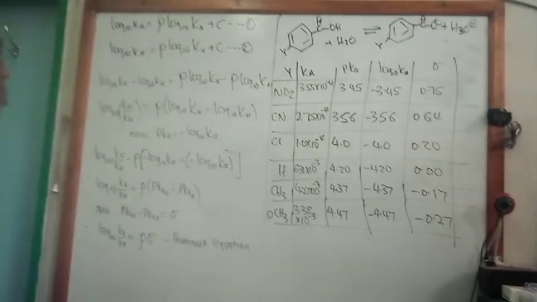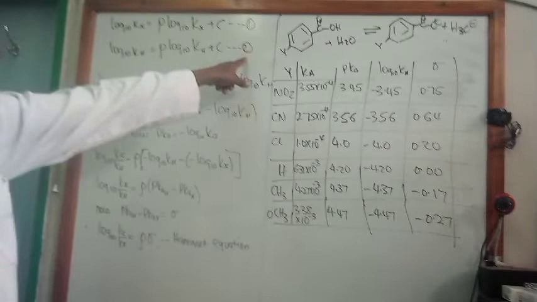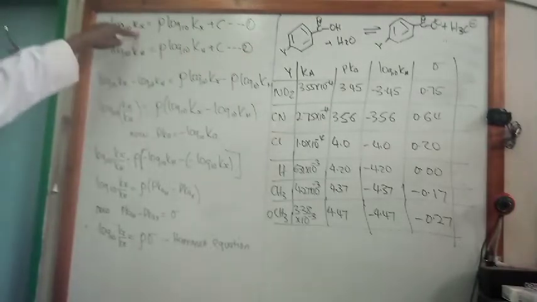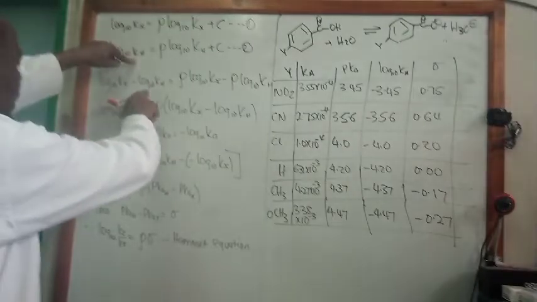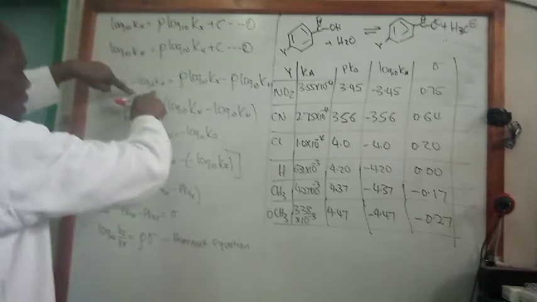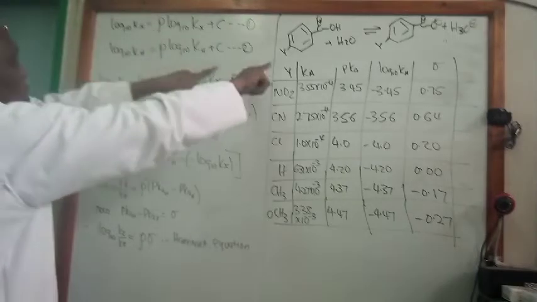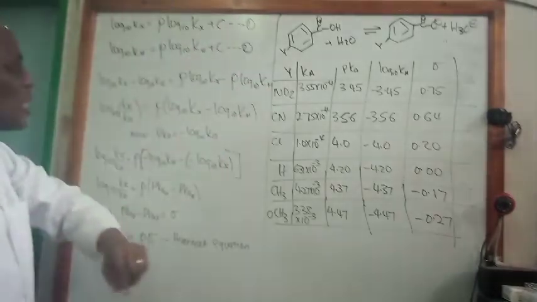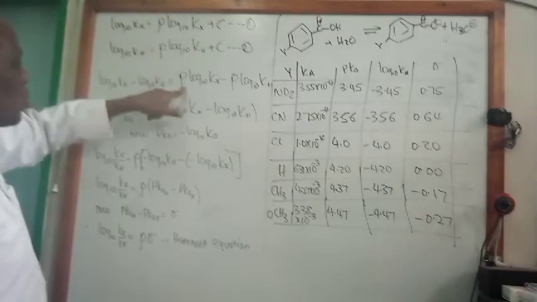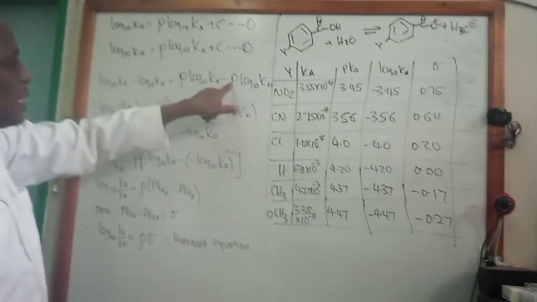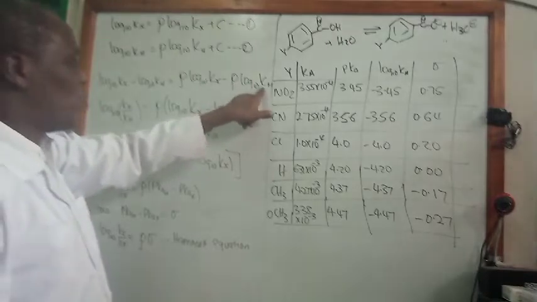So what I'm going to do is subtract equation 2 from equation 1. So you're going to have log base 10 of kx minus log base 10 of kh. This small k, the rate constant, is equal to this one plus c, and then I'm going to minus c. So c and c are going to cancel. I'm going to be left with rho log base 10 of the equilibrium constant of kx minus rho multiplied by the log base 10 of kh.